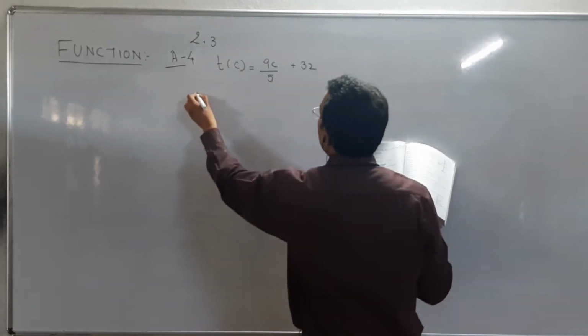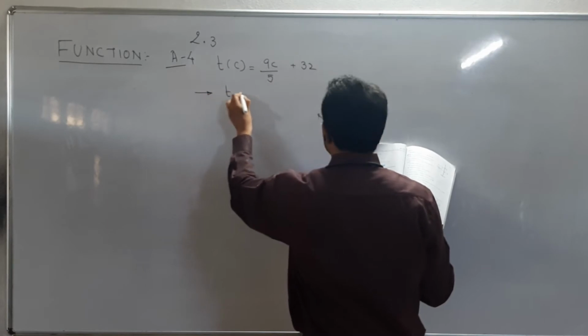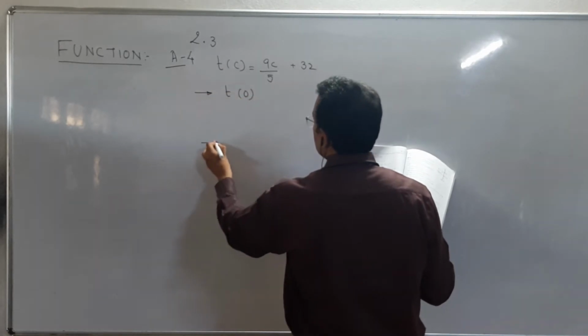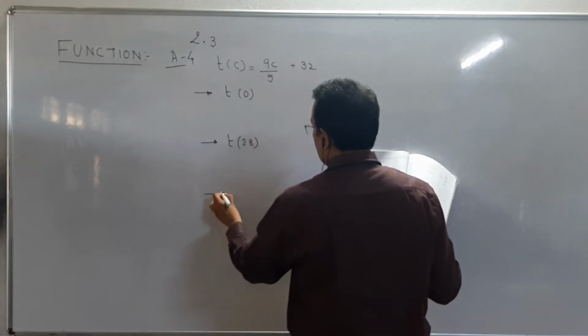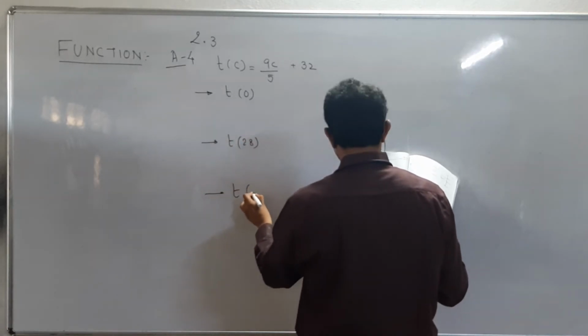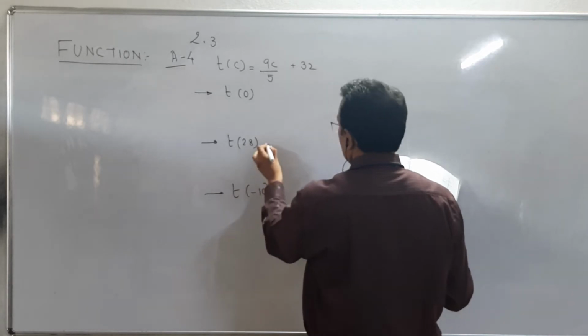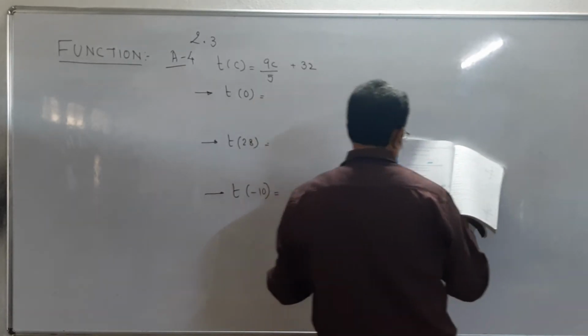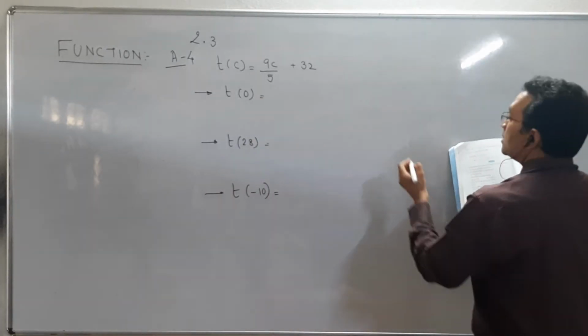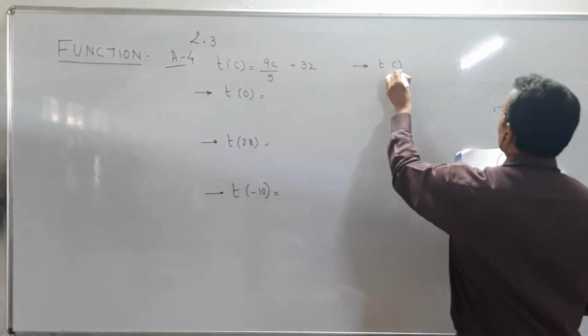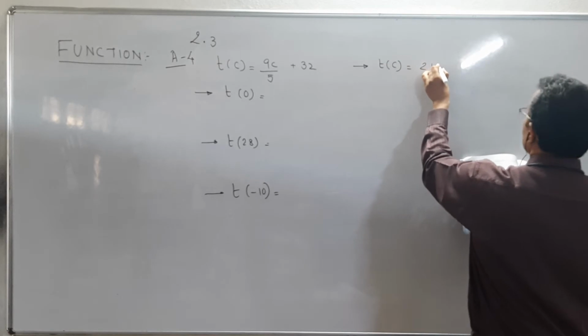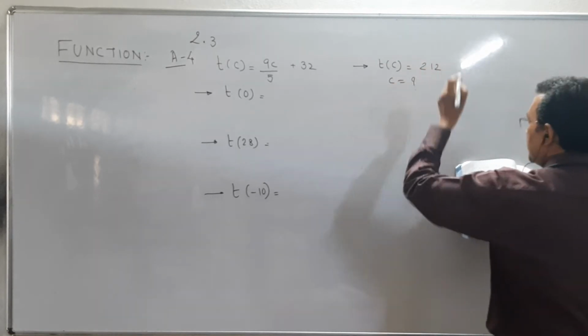Okay. The first value is T of 0, second value is T of 28, and the third value is T of minus 10. Okay. And fourth, if T of C is equal to 212, find out C.